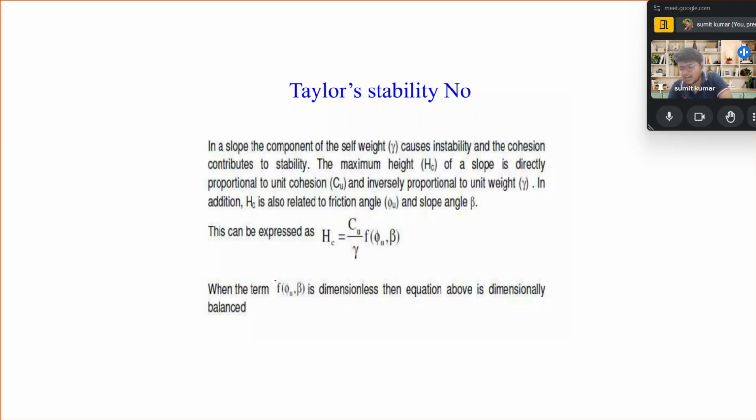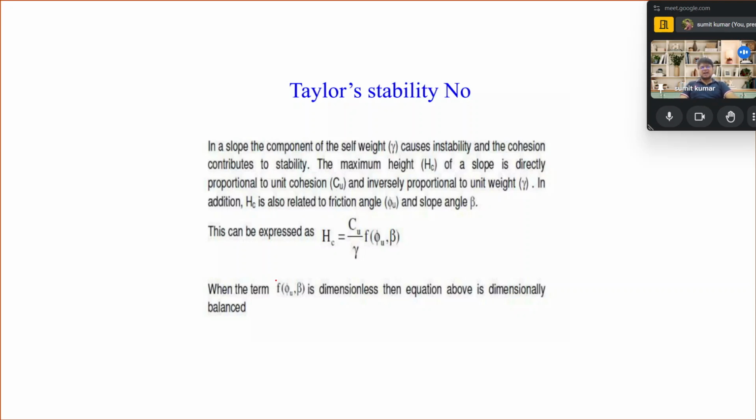Now we move toward our next topic, that is the Taylor stability number. So in slope stability, the component of the self weight is the gamma. Basically, the self weight is due to the unit weight of soil. The unit weight of soil is acting as a weight in a specific direction, and causes instability, and cohesion contributes to the stability exactly as we have said.